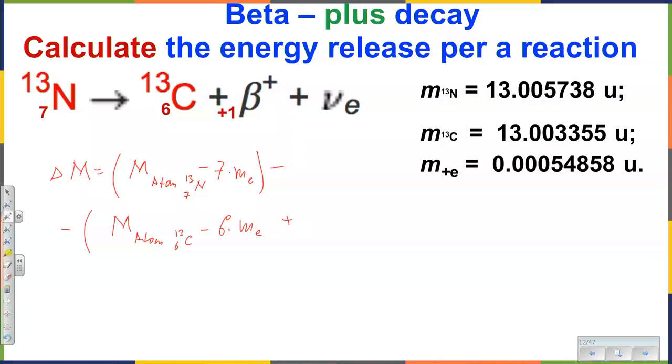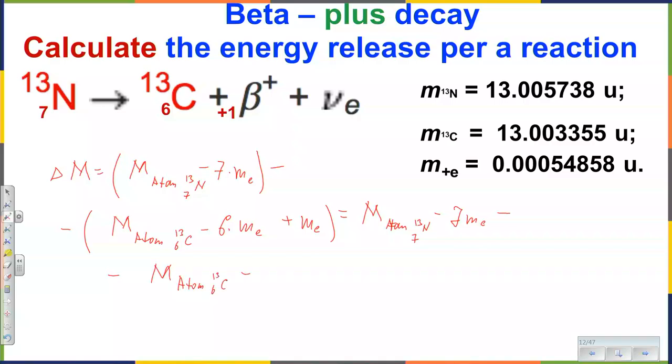First, atomic mass of this element minus 6 electron masses. And a beta particle, again, is a particle which has the positive charge, but same mass as electron has. So 1 electron mass. Now we have to again simplify this by taking parentheses out.